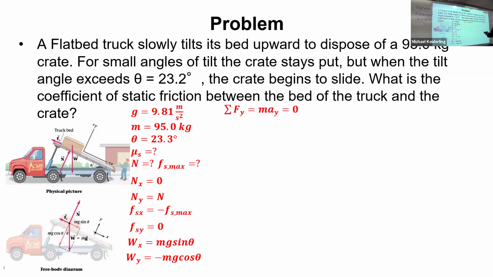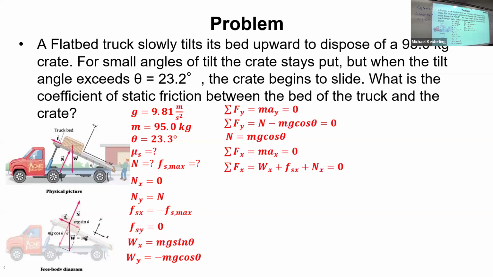So let's start with the y direction. We know the sum of all the forces in the y direction is equal to 0, because nothing's moving. So normal force minus mg cosine theta equals 0. Normal force equals mg cosine theta. Now we can look at the forces in the x direction. They also add up to 0. So weight x plus force static x plus normal force x equals 0. So mg sine theta minus F static max equals 0.